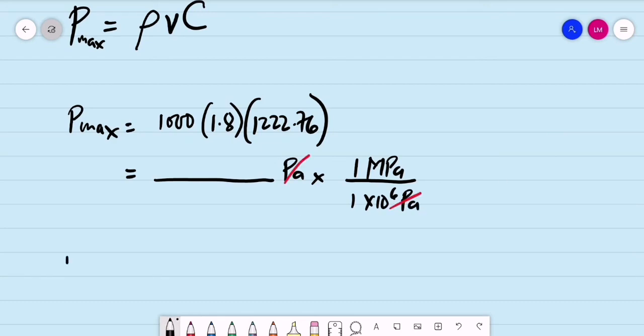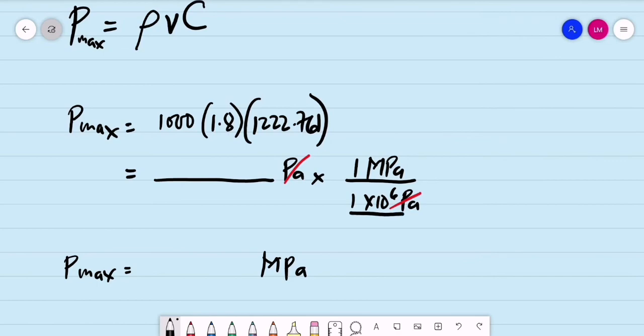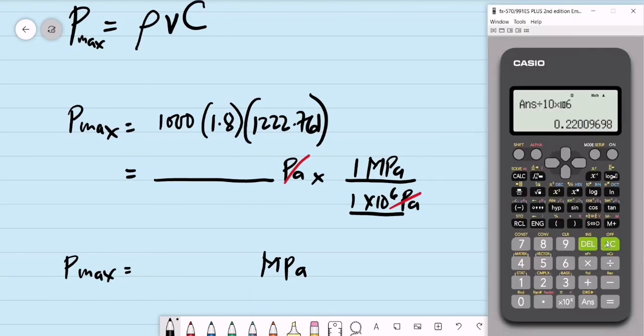Okay, para yung magiging final answer dito, okay, for the maximum pressure is simply in terms of the megapascal. Okay, computing for the maximum pressure at instantaneous closure, that is density of water 1,000, velocity of flow is 1.8, tapos the celerity is 1,222.761. May 1 yata to kanina. Okay, that is 2,200,969.8. That is in terms of Pascal. Divided by 10 raised to 6 or divided by 1 million para maging megapascals. At 10 raised to 6, it should be 1 times 10 raised to 6. Hindi 10 raised to 6. So, magkaiba yun. Okay, ulitin natin.